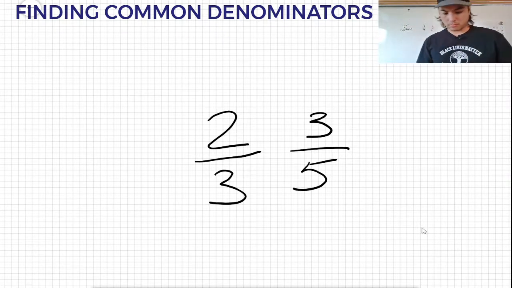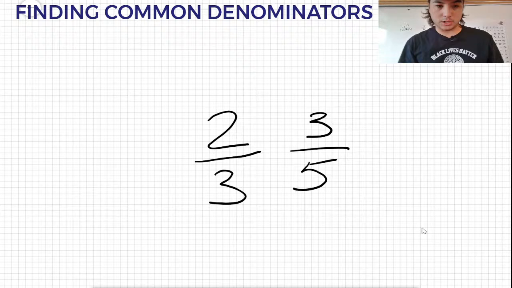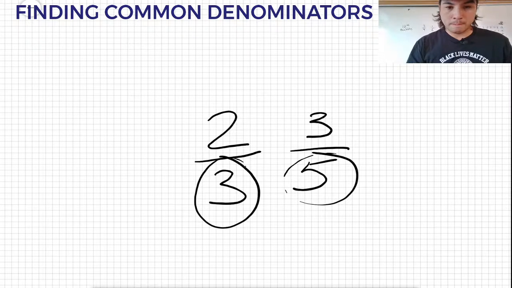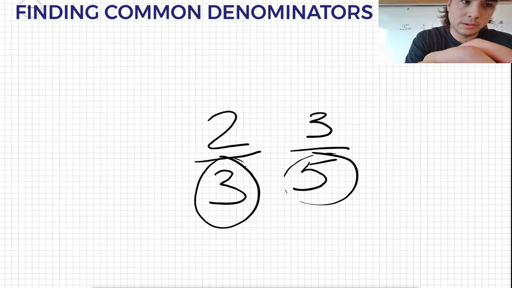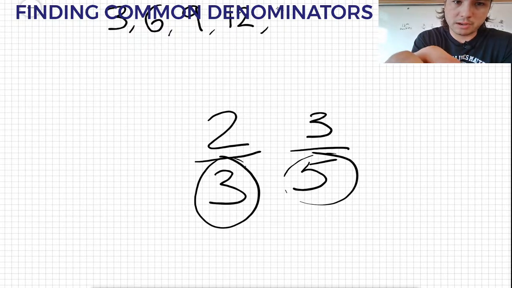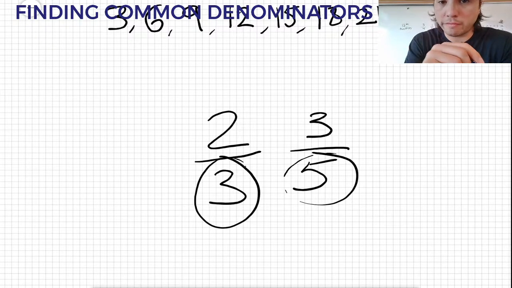So let's start by, in this case, because we have thirds and we have fifths, let's list out our multiples of 3 and our multiples of 5. So we have our 3's row would be 3. 3 times 2 is 6. 3 times 3 is 9. 3 times 4 is 12. 3 times 5 is 15. 3 times 6 is 18. 3 times 7 is 21. And so on. If we don't find one smaller than 21, then we'll add some more.